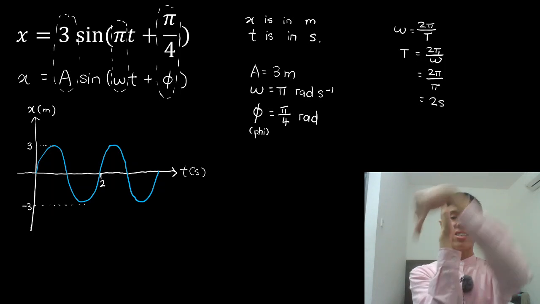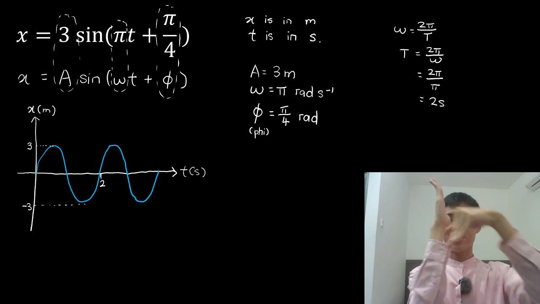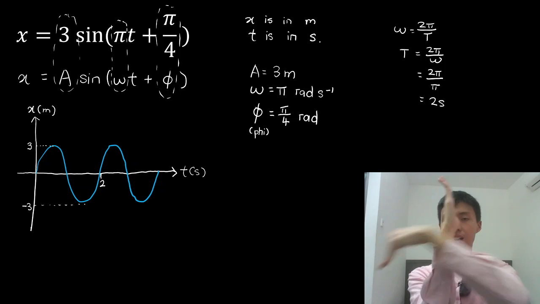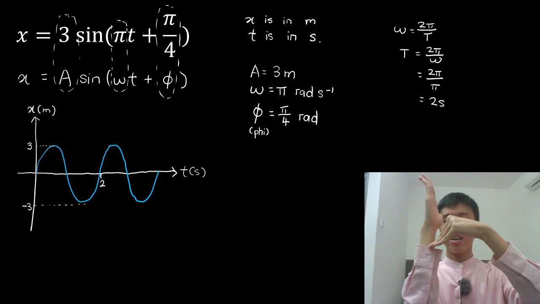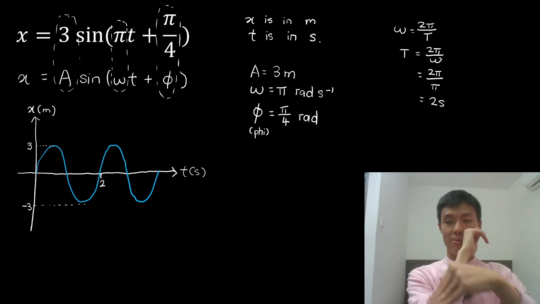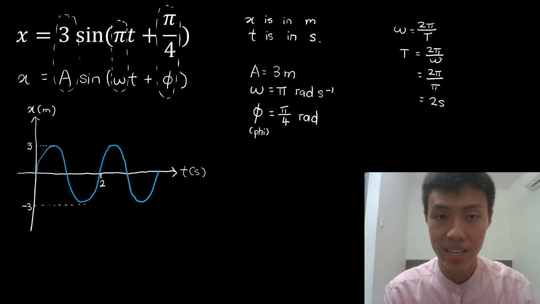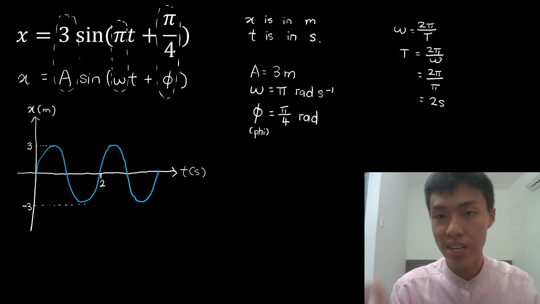So it's equivalent to shifting the graph to the left. If you think of this as the graph, this as the axis, instead of shifting the graph to the left, what I can do is shift the axis to the right. You will still carry the same meaning. Okay, so let's do that.